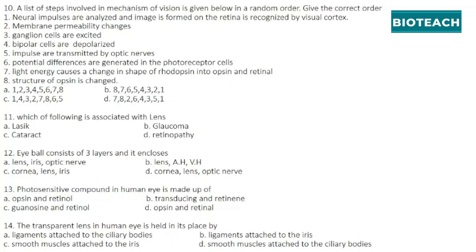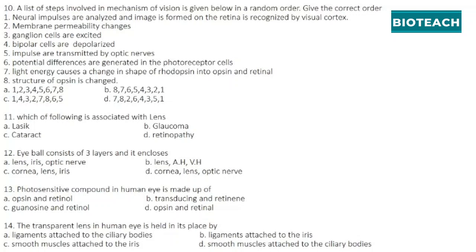First, light energy causes a change in the shape of rhodopsin into opsin and retinol, and this opsin structurally changes. Then membrane permeability changes. Then potential differences are generated in the photoreceptor cells. Then bipolar cells are depolarized and ganglion cells are excited. Then impulses are transmitted by the optic nerve, that is the second cranial nerve. Then the neural impulses are analyzed and the image formed on the retina is recognized by the visual cortex. So the answer is D.